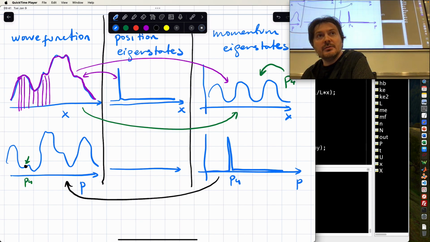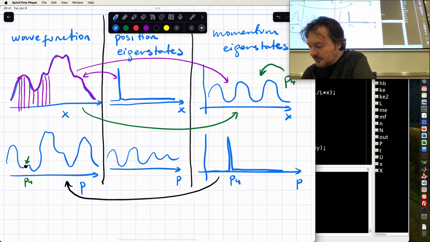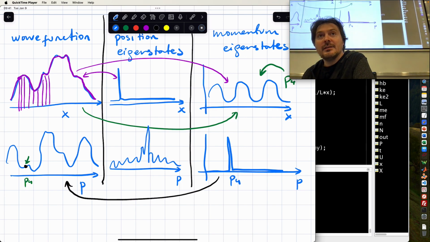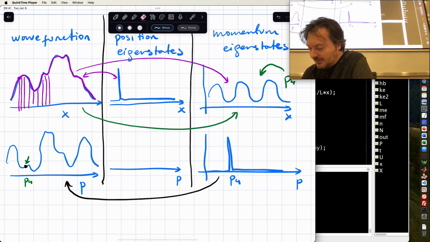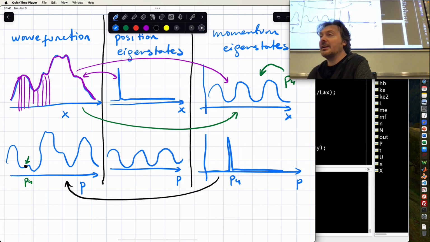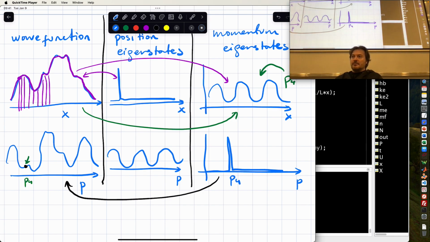Do they though? So does a position look like this, or does it look like this? Okay, sorry. It looks like this. Yes, I agree. Did you get it? Yes, yes.